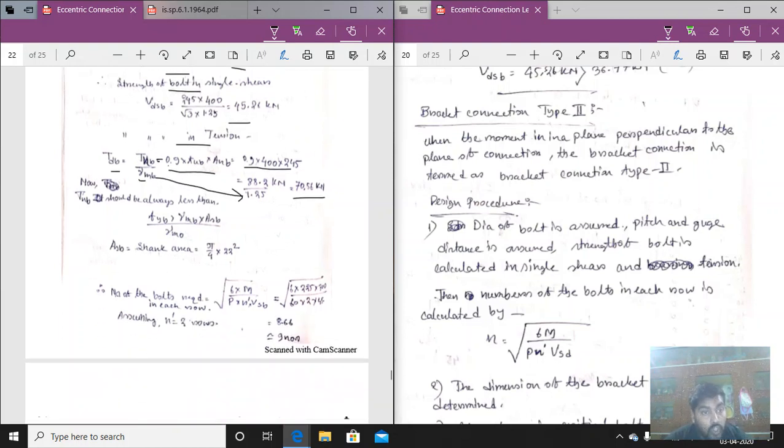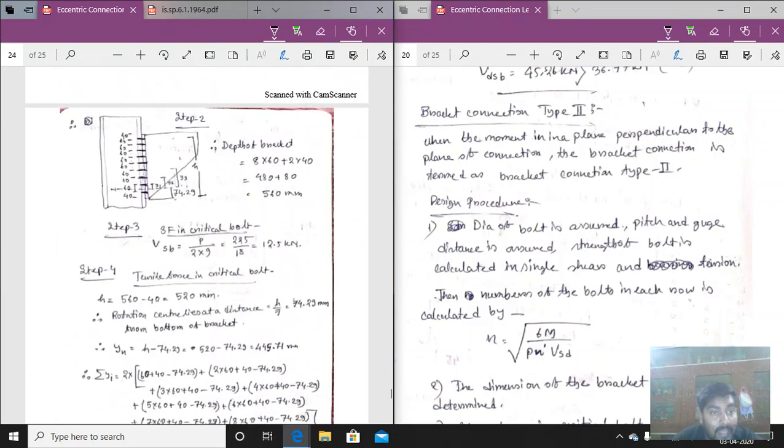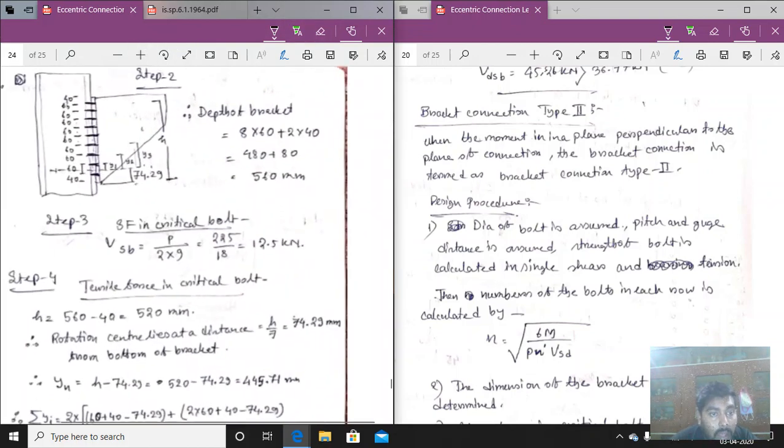Now TNB should also be less than FYB ASB by gamma MB. ASB is the shank area, pi by 4 into 22 square. So we will check that, and it will always be less than that value. So the number of bolts required is 8.66, or 9 bolts are required here. So providing 9 bolts like this. Okay, let us zoom a little.